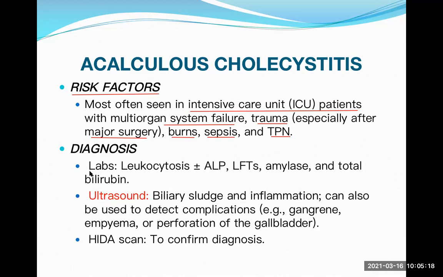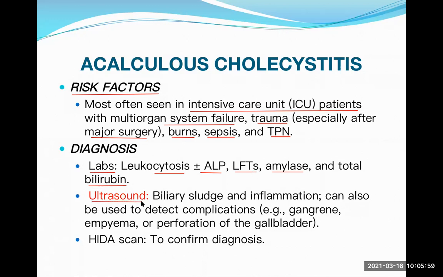Regarding the diagnosis, we should take help of the lab: leukocytosis is there, with or without alkaline phosphatase enzyme, already discussed, and not always is it raised. We have to go for LFT also, amylase, or even lipase, and total bilirubin level. One small difference between calculous and acalculous cholecystitis is that the liver is usually affected in this case because the person is very sick. The same type of illness which is affecting the gallbladder may be causing affection of the liver as well.